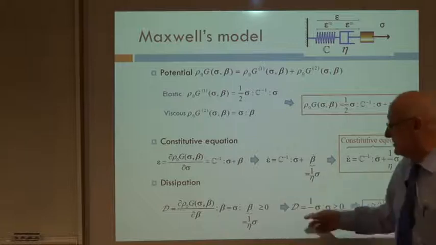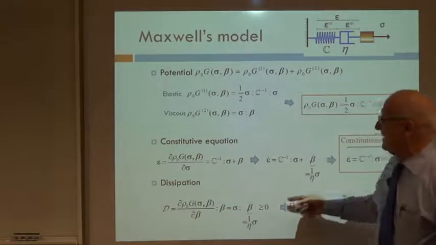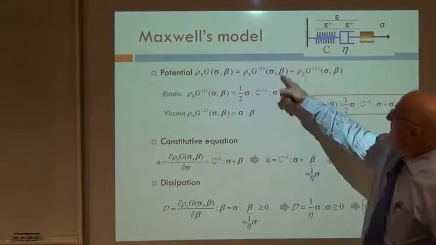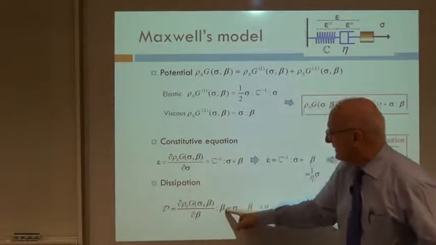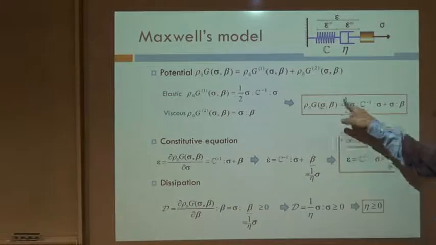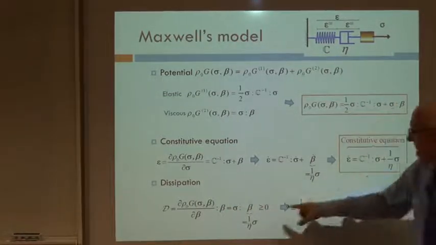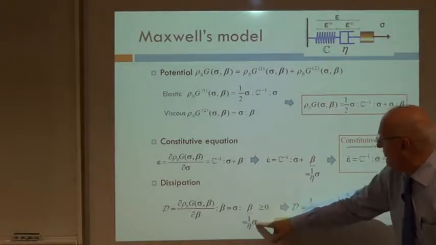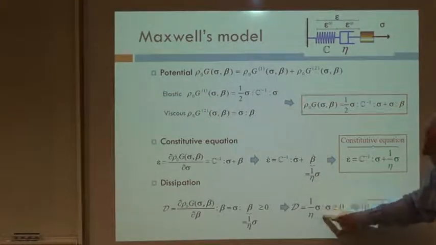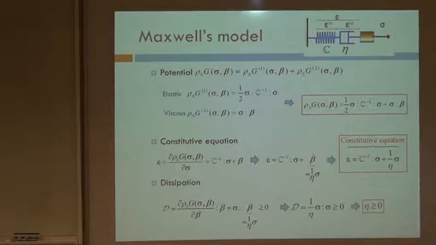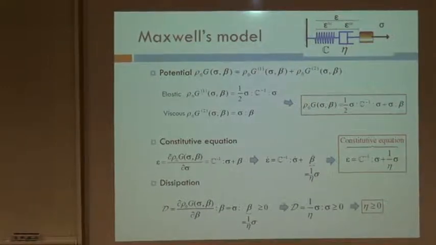What about the dissipation? Again, the dissipation, now written in terms of the Gibbs function, is the derivative of the Gibbs potential with respect to beta times beta dot. The derivative of the Gibbs potential with respect to beta is sigma, times beta dot, which is 1 over eta times sigma. So finally, it's 1 over eta times sigma. That is positive. So again, the conclusion of the dissipation equation is that the viscosity is greater than 0.